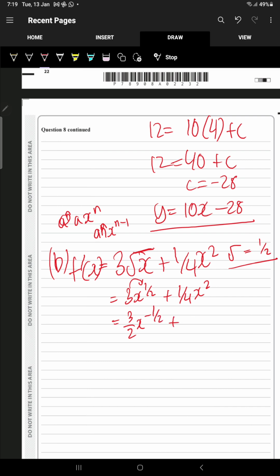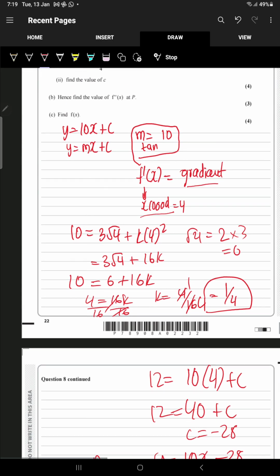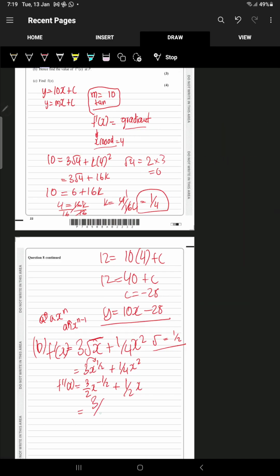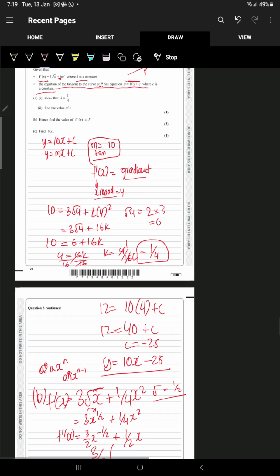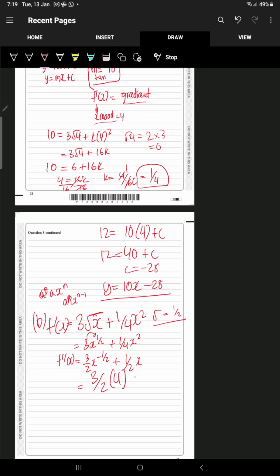This is f double dash of x, and now they are asking for the value at P. So if we substitute the value at P, we have to substitute 4 to the power of minus a half plus a half times 4. 3 over 2 times 4 to the power of minus half plus a half times 4. So this is going to give us 11 over 4.